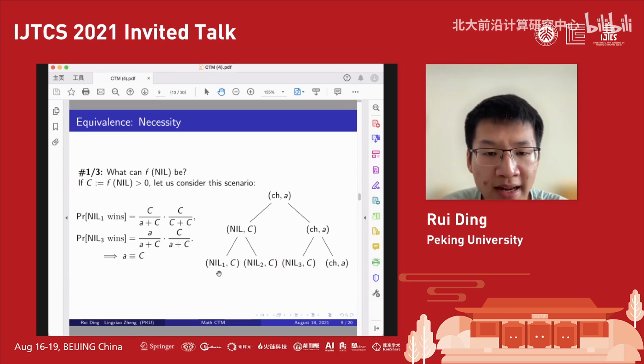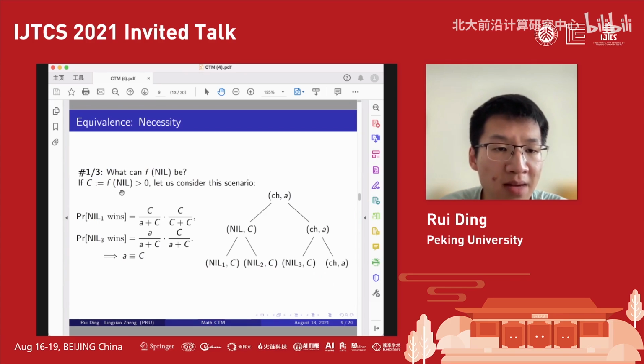So we are going to compute the probability at which these 2 chunks will win. Since they are identical, we naturally would expect that the probability be the same as well. So the probability at which this first neo chunk wins is C over C plus C, and then C over C plus A. And the probability at which this third neo chunk wins is A over C plus A and the C over A plus C. And in order to make these 2 quantities equal, we'll have that A equals C. That is, each chunk will be mapped to the same value as neo. So in this case, f is actually an identical function that maps every chunk to C.